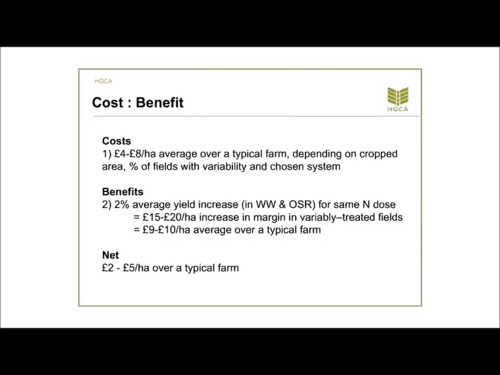Some of your fields might not be quite as variable, so you're not going to get as big a response over doing it as a flat rate. So there you're looking at about £10 a hectare average, taking into account if you do your variable and your non-variable fields, both with variable nitrogen. So you're going to get a net benefit there.